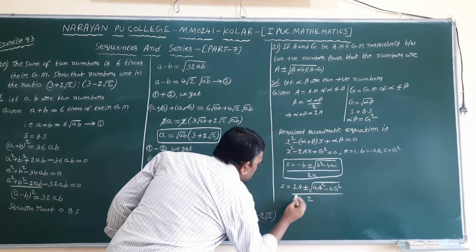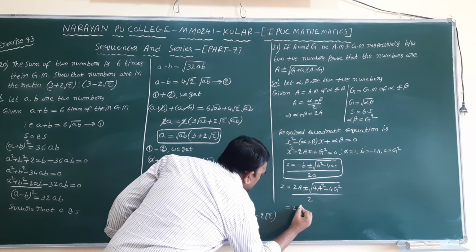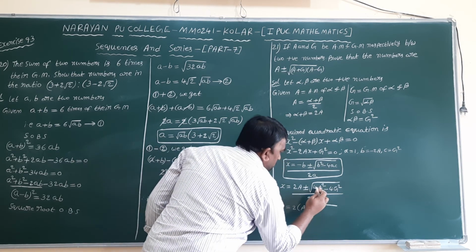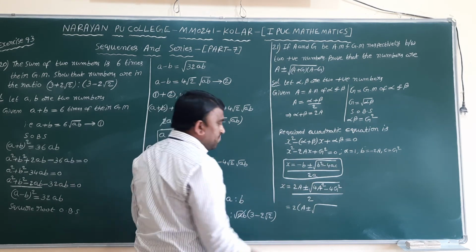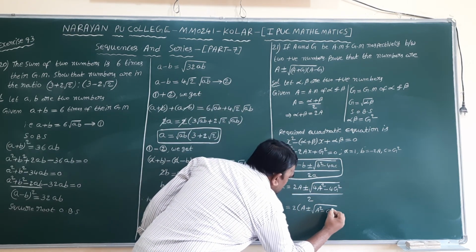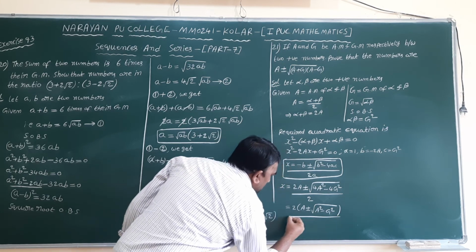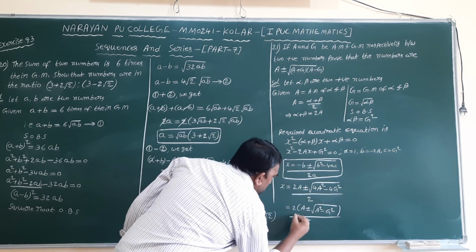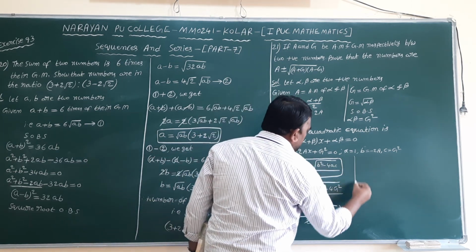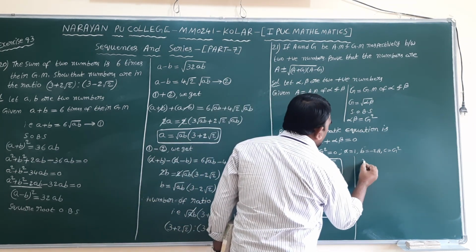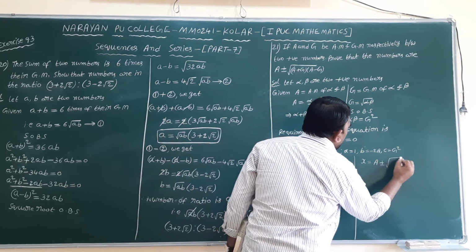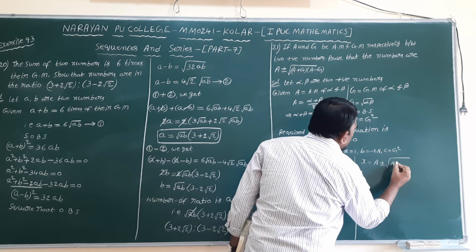From this 2 I will take common: 2 into a plus or minus root of, 4 if you take out 2, a square minus g square, divided by 2, 2 cancel. So finally x equal to a plus or minus root over a square minus g square.